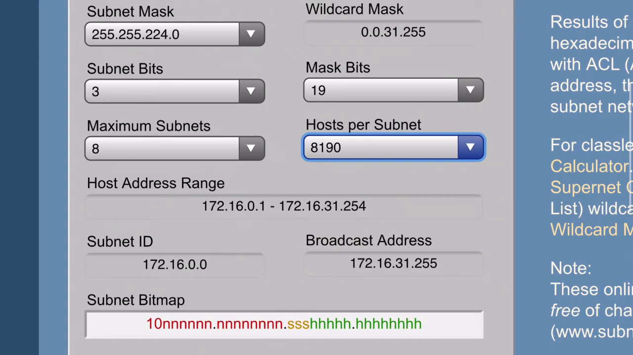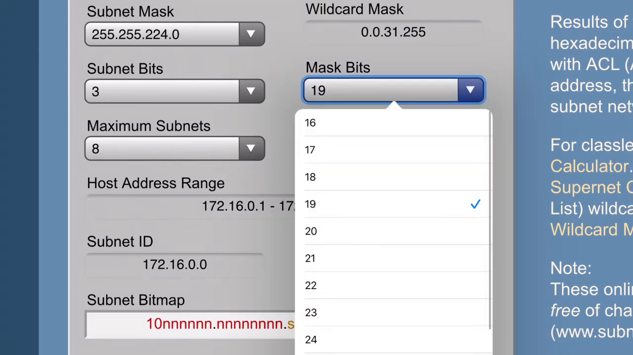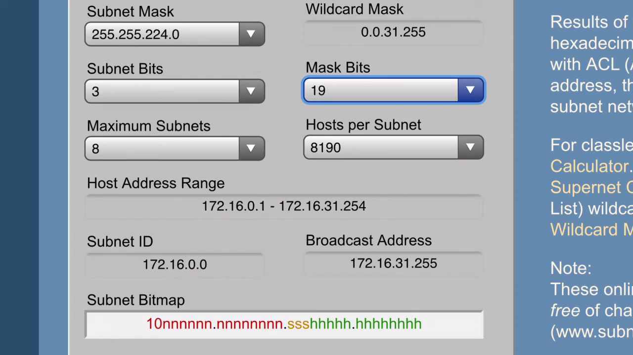But a calculator like this can help you, at the very minimum, check your math when it comes to figuring out what kind of subnets you need and what kind of address spacing you need to program into this to get a certain amount of hosts.